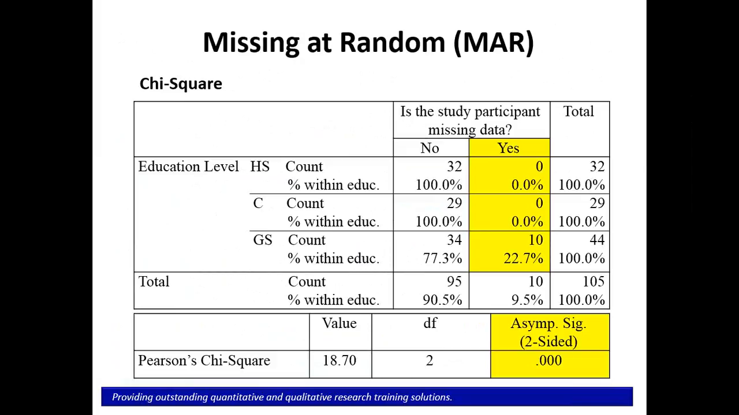So of people with a high school and college level education, 0% provided missing data, but of graduate school level education, 22.7%, almost a quarter of them, did not provide valid responses. And then we see in the final column in the second box, the significance, it's way below 0.05, 0.000. So what we would say here is there's a bias by education level, where people with the highest level of education are significantly more likely to have missing data values.